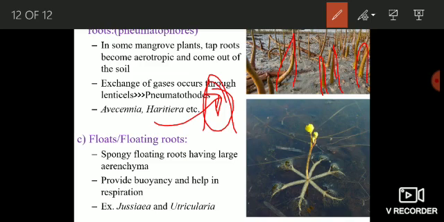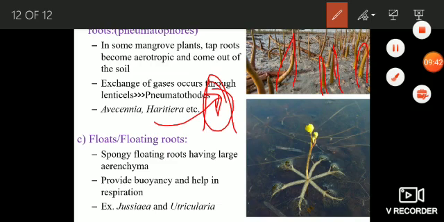Why do these plants form these pneumatophores? Because the marshy soil is lacking enough oxygen concentration, and for that reason the roots come out of the soil and help in the exchange of gases. In marshes, the oxygen concentration is usually very low. Okay, and the examples are Avicennia and Heritiera.